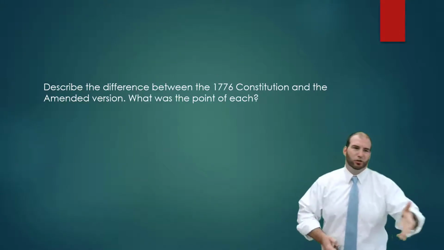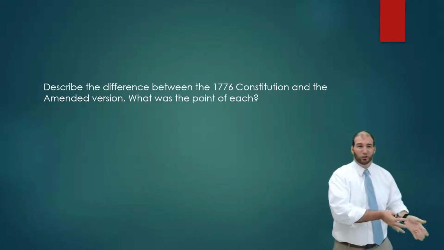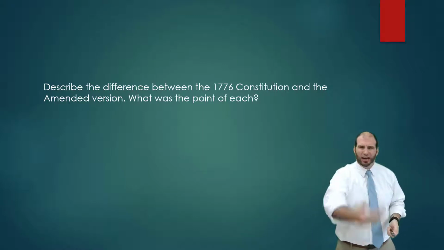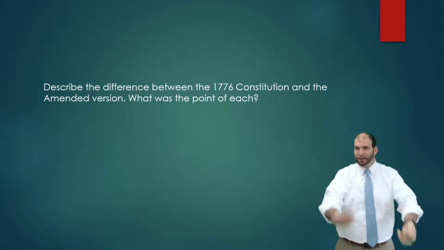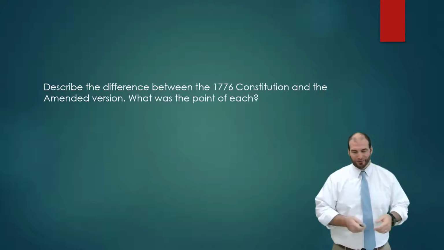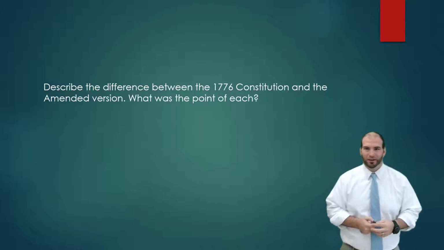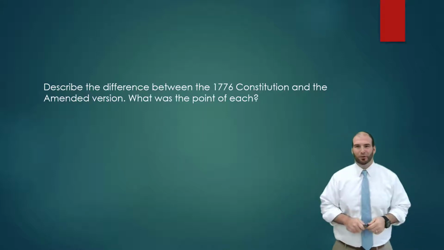So the question here is describe the difference between the 1776 Constitution and the amended version, basically the 1835 version. Like what changed and why did they have to change that? And what's kind of silly about the fact that it took them 50 years? All right. So answer that, and we're going to move on.